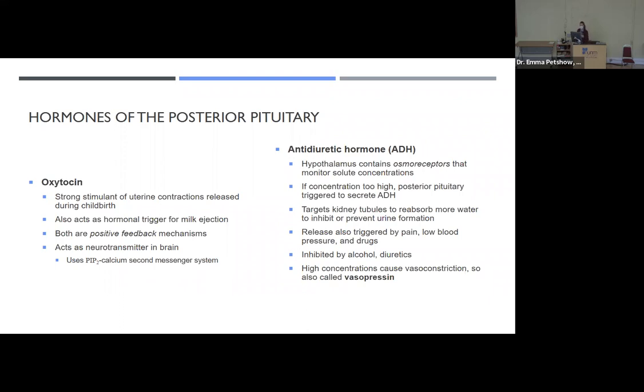High concentrations, though, can cause vasoconstriction, which is why it's called vasopressin. So if this process went wonky, if you had a syndrome of inappropriate antidiuretic secretion, you could potentially have a high blood pressure, or if you weren't secreting it appropriately, you could have low blood pressure. That's where you can see these effects occur.